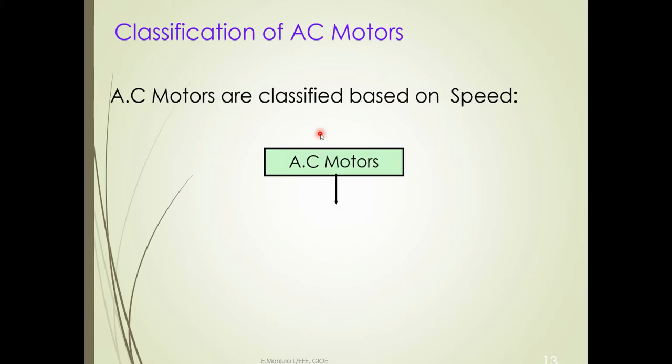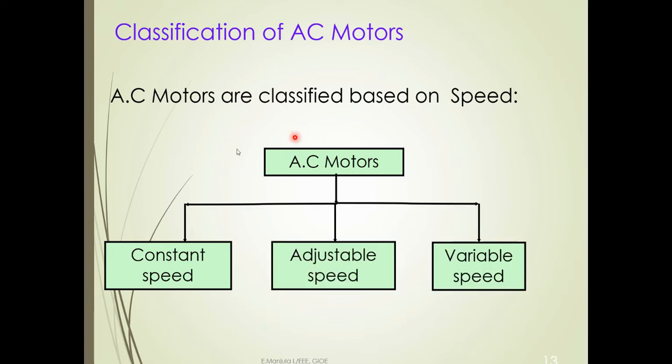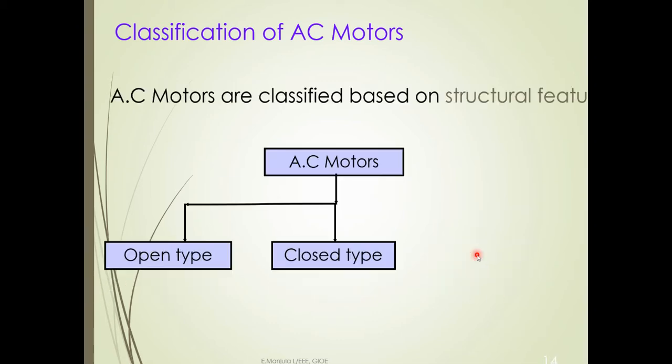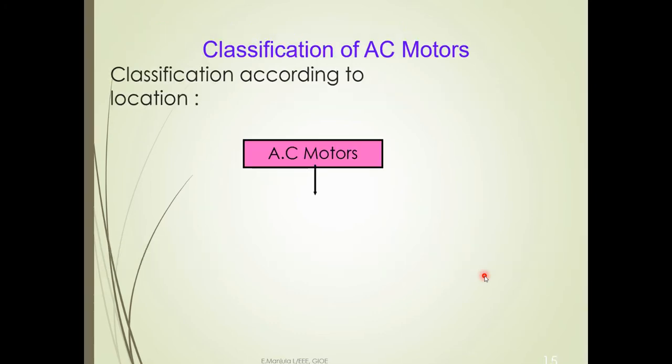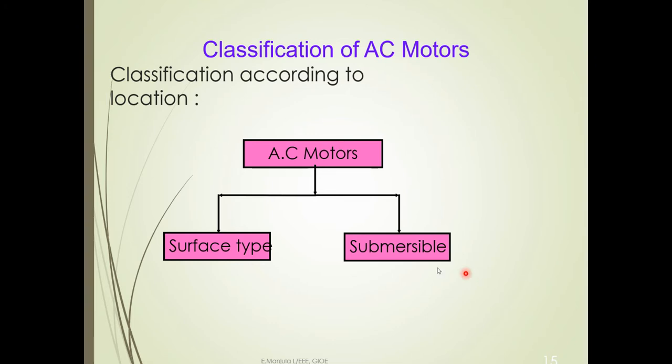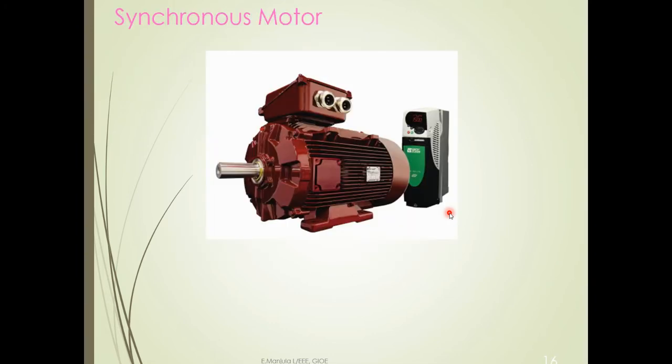AC motors are classified according to speed as constant speed, adjustable speed, and variable speed. Based on structural features, they are open type, closed type, and semi-closed type. And classification according to the location: AC motors are classified as surface type and submersible type.